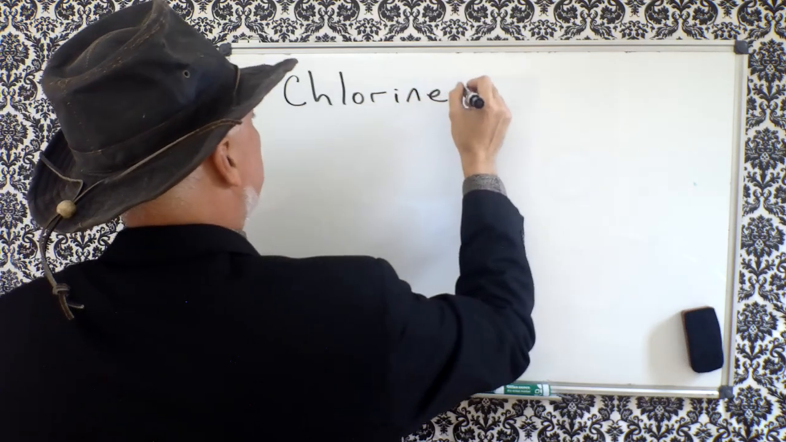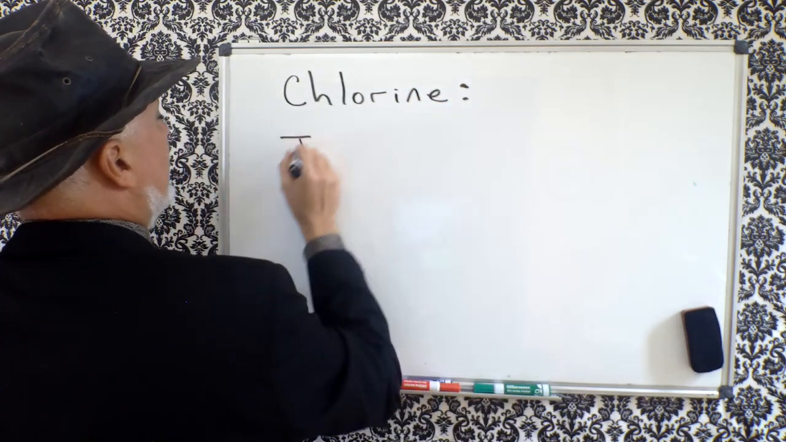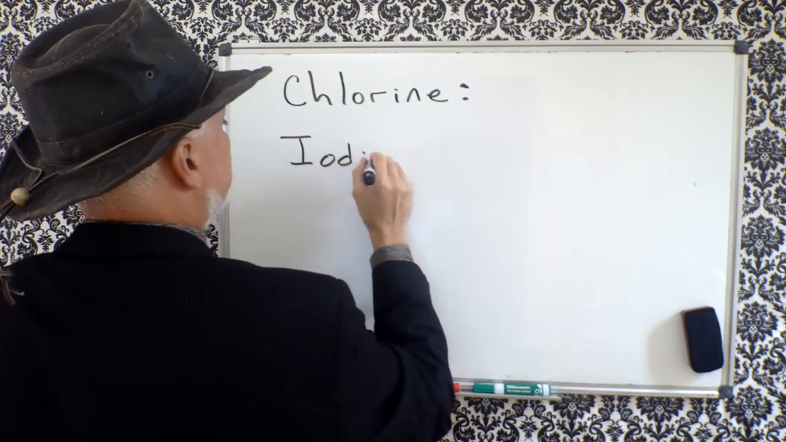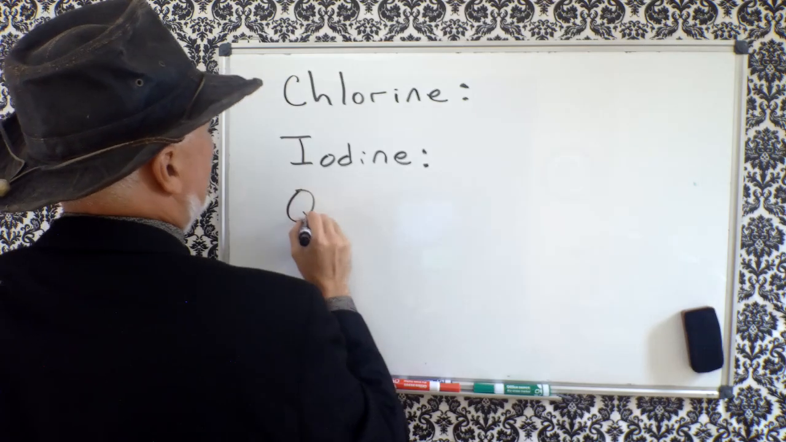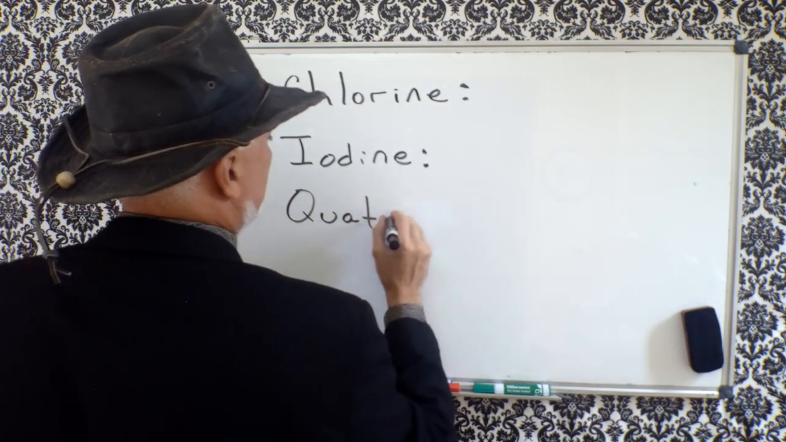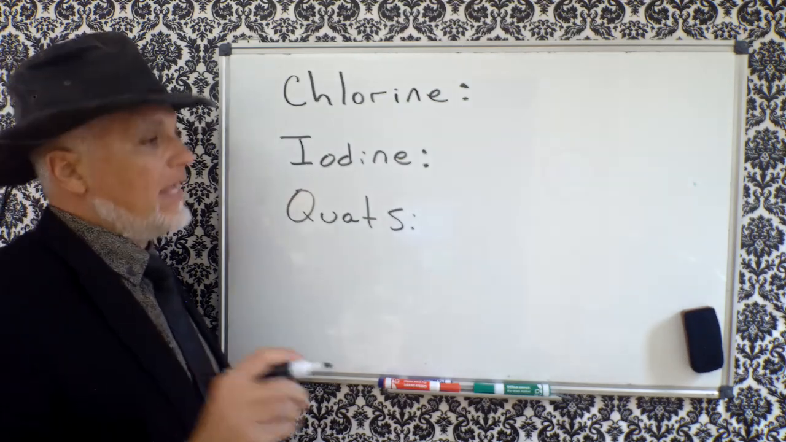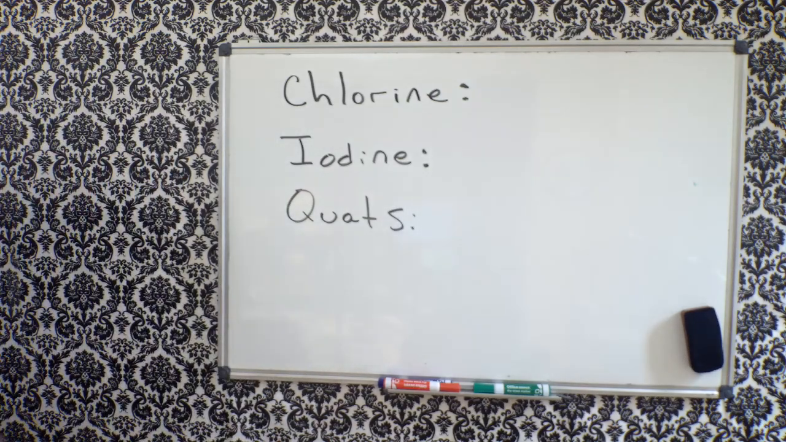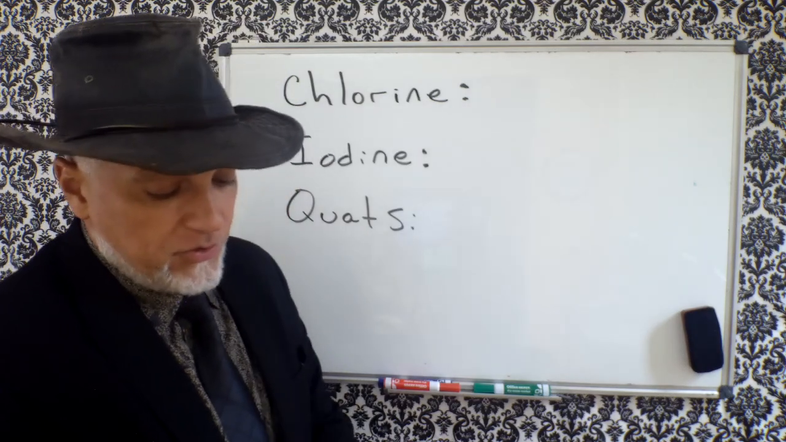So chlorine, right? I'll give you the value for that in a second. We have iodine. Give you the value for that in a second. And then the short name, we have Quats. I'm going to go more into detail on this in another segment. Let me point you to the right page, just in case you want to get a jump start on it.